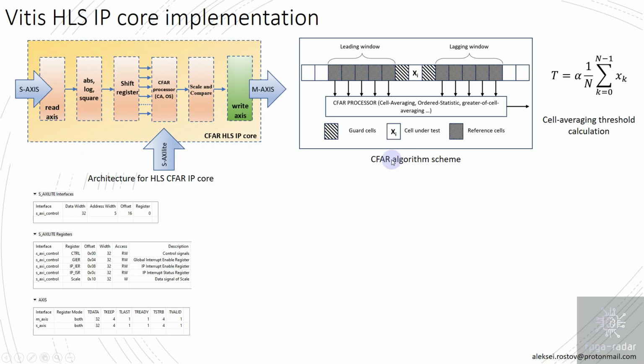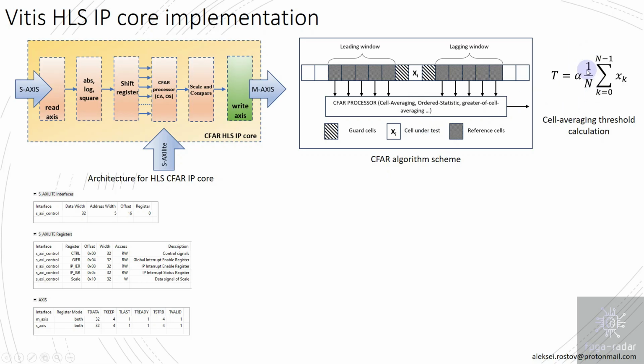So let's consider the CFAR algorithm scheme in order to get a better understanding of which parameters are hard-coded and which parameters are adjustable. The CFAR algorithm scheme assumes a sliding window that comprises several kinds of cells: reference cells, guard cells, and the cell under test. The window slides across the input samples. All samples in reference cells are passed into the CFAR processor, where the threshold is calculated, and after scaling, it is compared with the cell under test.